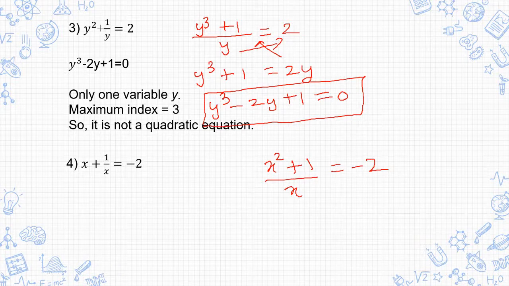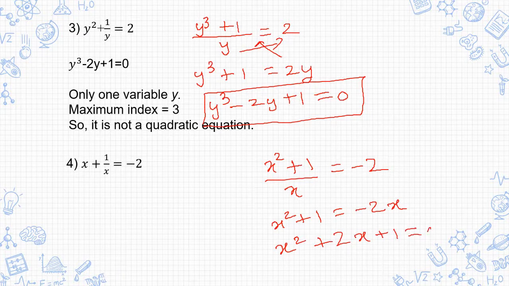Now you just take the x on the other side, do cross multiplication, we'll have x square plus 1 equal to minus 2x. We'll just rearrange, we'll take minus 2x on the other side. So I'll have x square minus will become plus, so plus 2x plus 1 equal to 0.